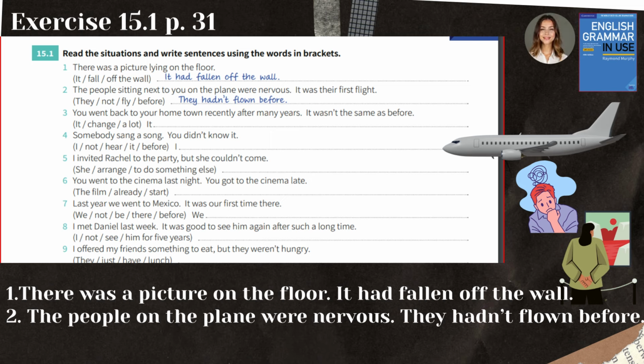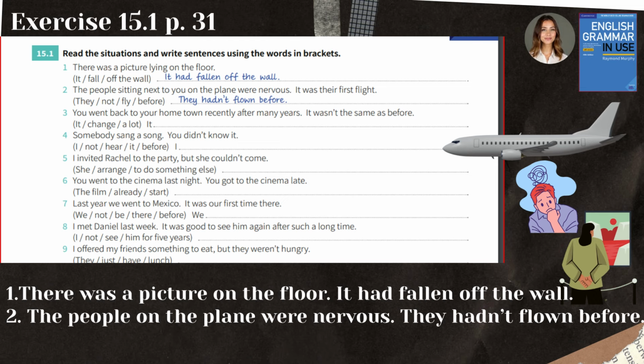Exercise time. Let's do page 31. Exercise 15.1. Fill in the past perfect. The first sentence is, there was a picture on the floor. The answer is, it had fallen off the wall. Imagine you walk into a room. You see a picture lying on the floor. You wonder, why is the picture on the floor? Then you understand. Oh, it had fallen off the wall before I came in. That's the story we are telling.